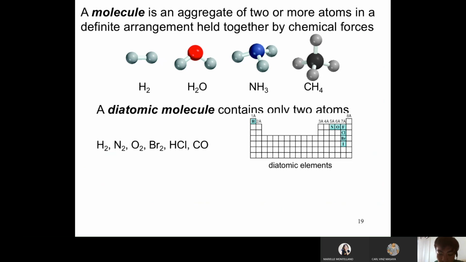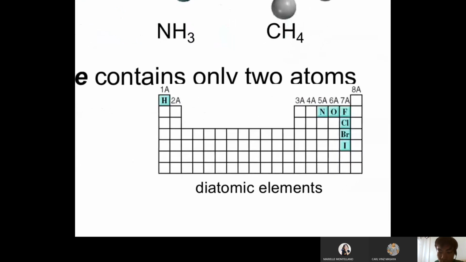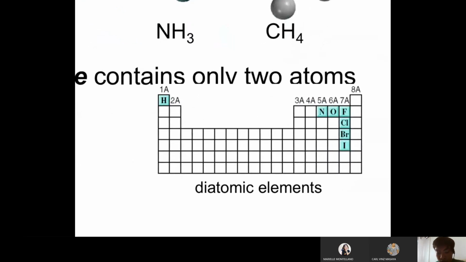Ayan. So, ano mga elements yung pwede makapag-form ng diatomic molecules? Yun yung mga highlighted dito. So, when you say diatomic, dalawang atom sa isang molecule. So, hydrogen can form diatomic molecule with itself. So, pwede yan mag-form ng H2. Yung nitrogen, that can form diatomic molecule with itself as well. Ang molecule nun ay N2 or nitrogen gas. Oxygen, ganun din, O2. Yung fluorine, ganun din, F2. Cl2, Br2, I2. So, yan.